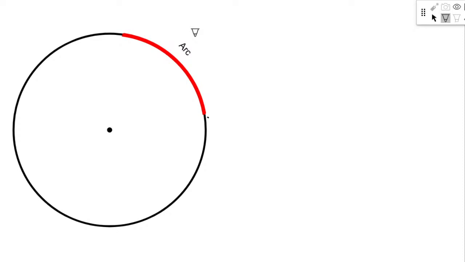So let's assume that this arc has a degree of alpha, and then we can connect this arc with the center, and it will be our central angle. And the central angle we will call alpha as well, because the central angle equals in degrees to the degree of an arc. So we can say alpha equals alpha.